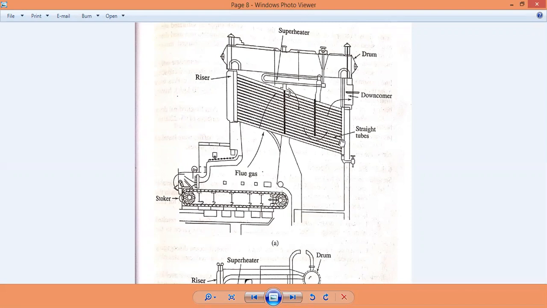The heated water from the drum goes to the downcomer. It comes down and goes through the tubes again, and after the proper temperature and pressure is reached, it goes to the riser, and from the riser it goes to the drum itself and is collected from the outlet here.